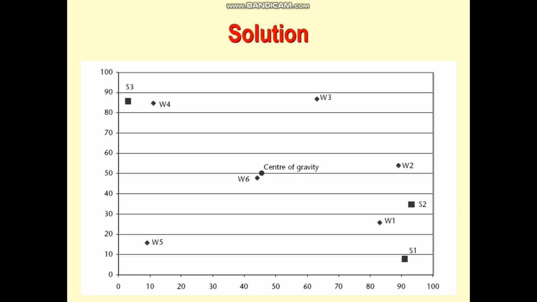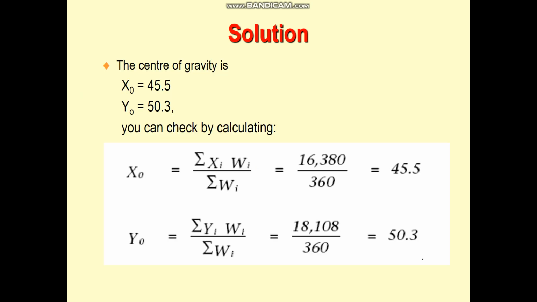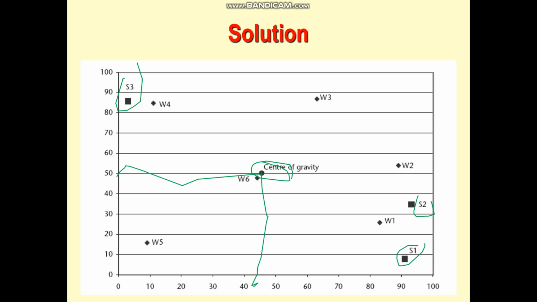And in this figure we can see the locations of supplier 1, supplier 2, supplier 3, and warehouses 1, 2, 3, 4, 5, and 6, and we determine the center of gravity is here, that is 45.5 and 50.3. Okay, so this is the best location for us to locate our new facility.